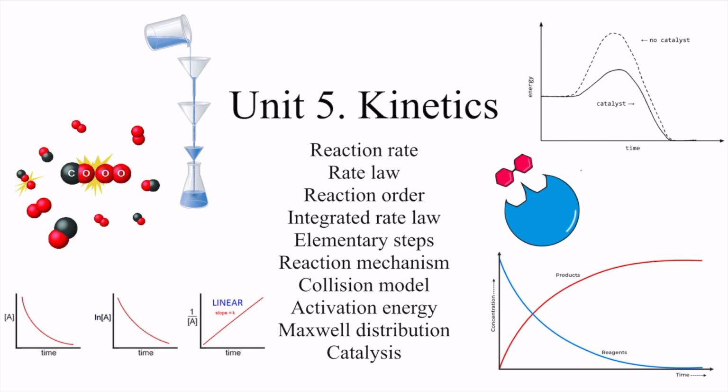Now let's get started. Unit 5 of AP Chemistry is kinetics. This is basically the study of reaction rate. And here I have listed all of the important concepts and keywords that you are going to learn in this unit. They include reaction rate, rate law, integrated rate law, three reaction orders, elementary steps, rate determining steps, reaction mechanism, collision model, activation energy, including energy profile, Maxwell-Boltzmann distribution, and KMT, and catalysis.